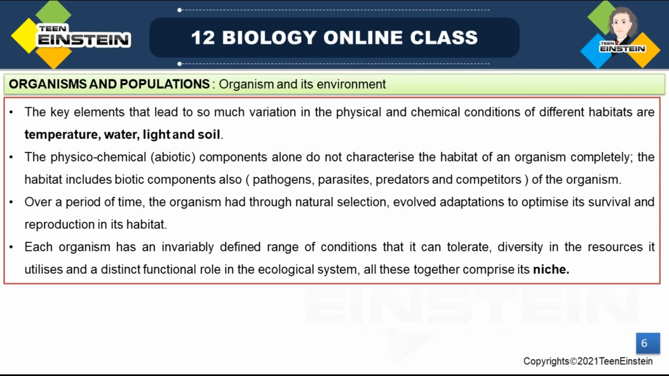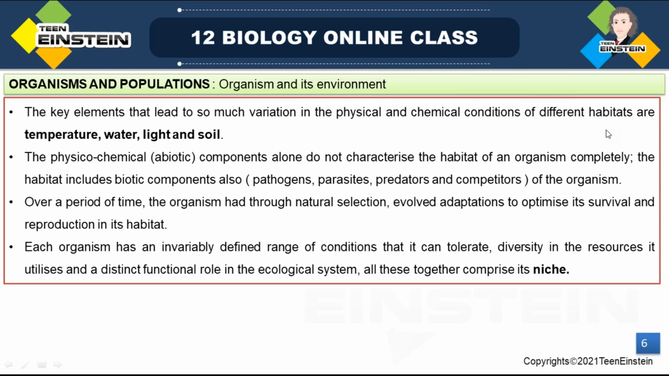So which are the key elements that are leading to variations in the physical and chemical conditions of different habitats? Temperature, water, light, and soil. These are the key elements which are leading to the variations in the physical and chemical conditions of different habitats. Mainly what we can see is temperature variation in different habitats.